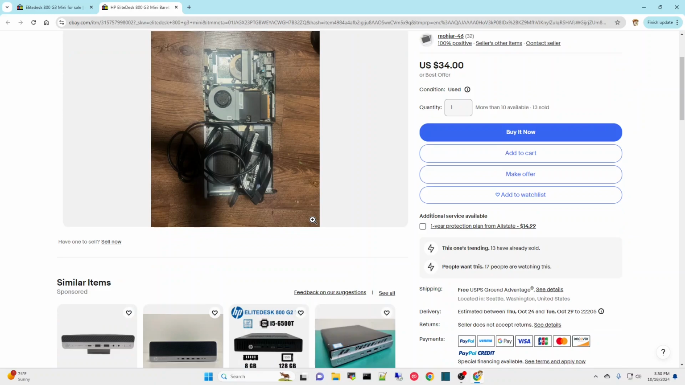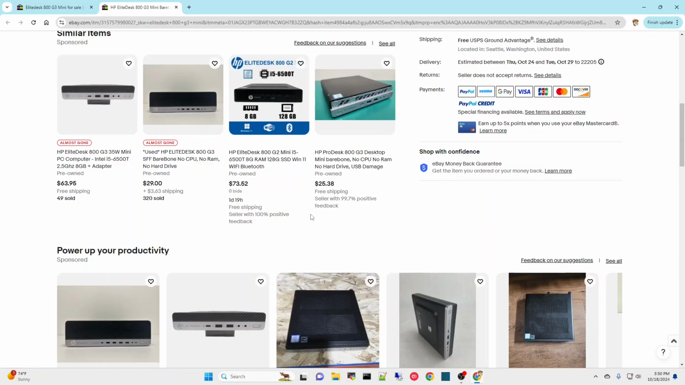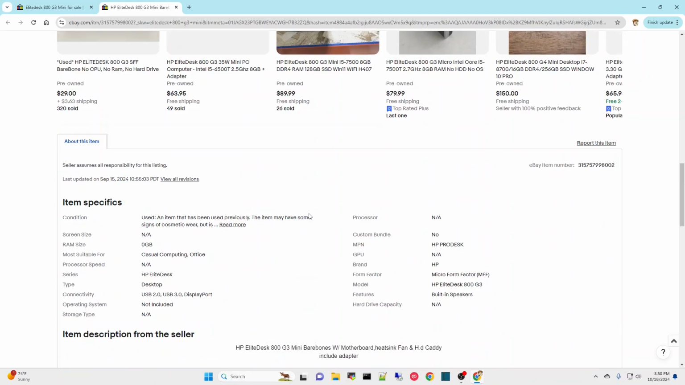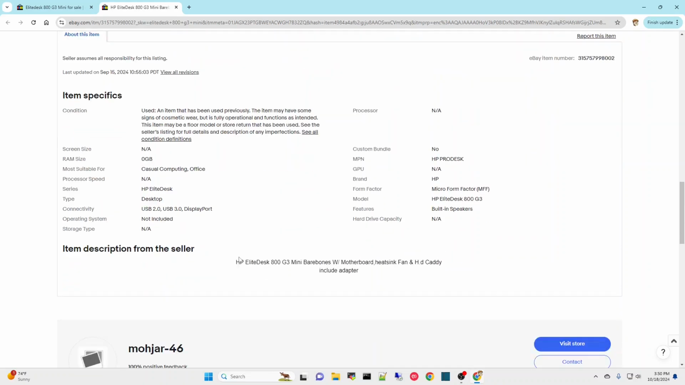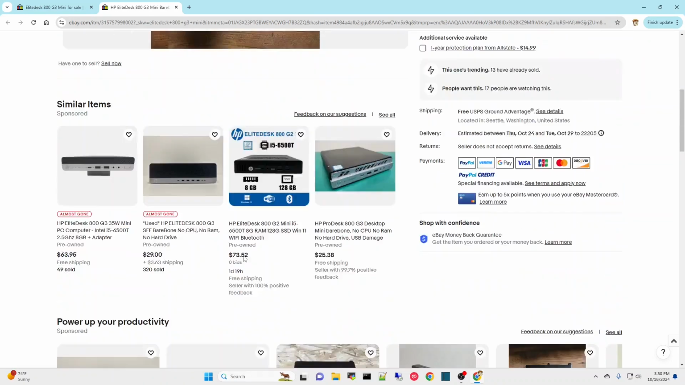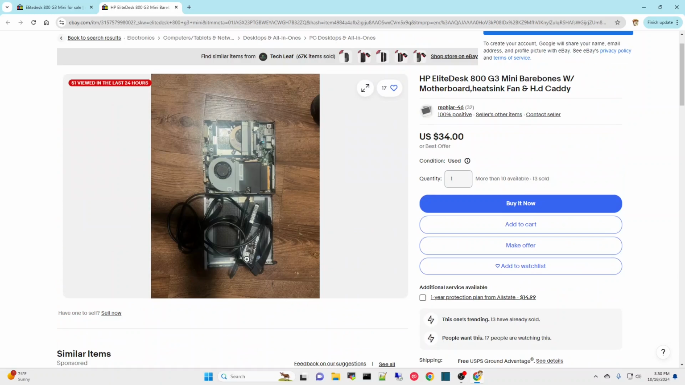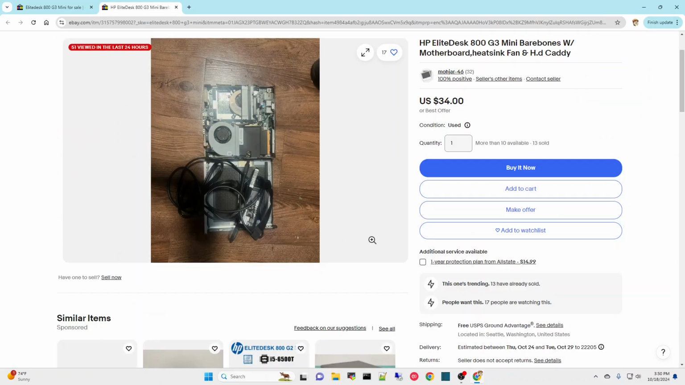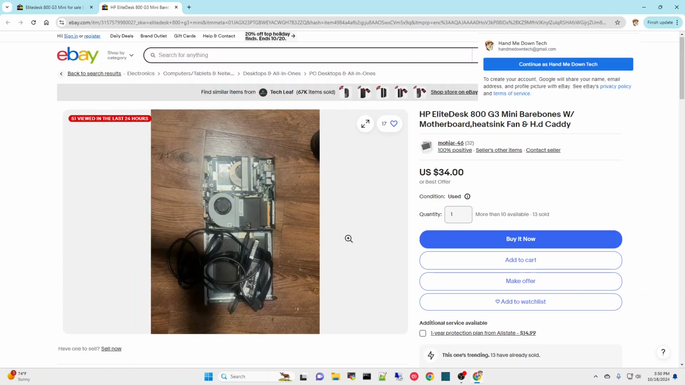This would be one that I would check with them. Normally, when they say bare bones, that means no CPU, especially because it says processor speed NA. So. But with this, you figure you've got, 3,400 or best offer. So you could offer, let's say, 30, try it, get free shipping.